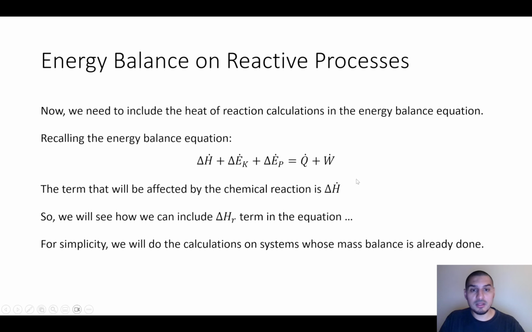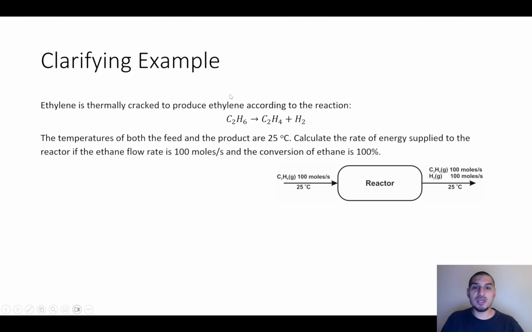For the example that we will cover here, we have ethane that is thermally cracked to produce ethylene and hydrogen. It's just a reaction to break the ethane into ethylene. The example says that the temperature of the feed and the product streams, as we see here, are 25 degrees Celsius. Both temperatures are 25 degrees Celsius, the standard temperature. We have 100 moles per second of ethane in the feed, and the conversion is 100%, which means that 100 moles is going into the reaction. They are totally consumed, producing 100 moles of ethylene and 100 moles of hydrogen, which we have here.